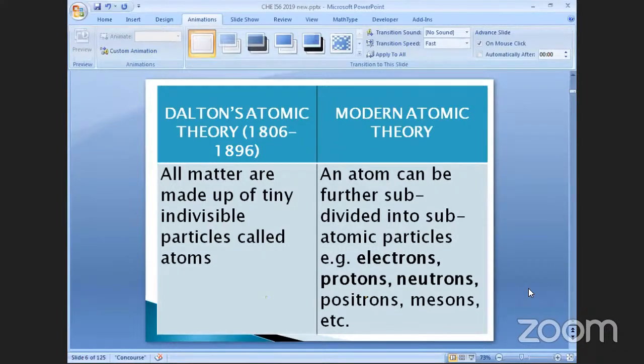So we now consider differences between Dalton's atomic theory and the modern atomic theory. In Dalton's atomic theory, we say that the smallest particle of a particular matter is an atom. But from further knowledge, we know that we can find subatomic particles in an atom, some of which I've shown there. We have electrons, protons, neutrons, positrons, mesons. I have highlighted electrons, protons, neutrons, because in this class we are going to deal much further with them. Each of these can actually exist by itself.